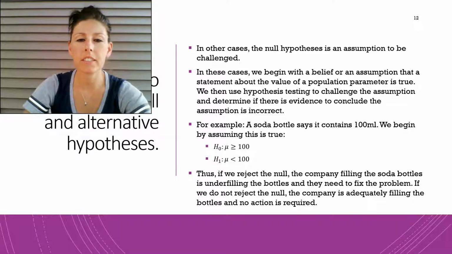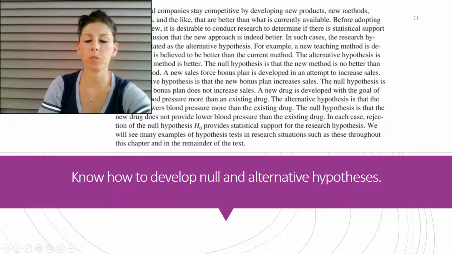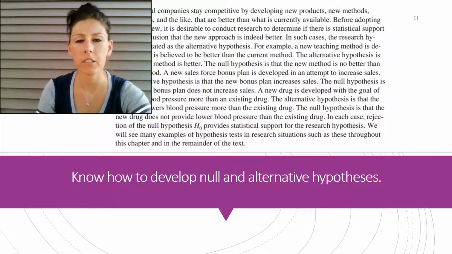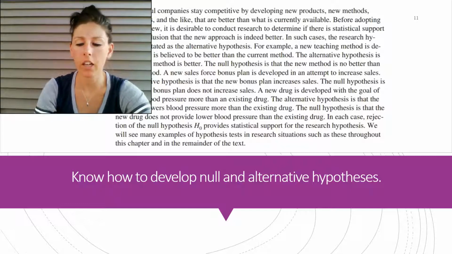If we look at some of these examples, if we come up with a new teaching method and our null hypothesis is that the new method is no better, well, we'd like to reject that null hypothesis. We're hoping that if we came up with a new teaching method that's more effective, we'd like to find support for that statement by rejecting the null hypothesis.